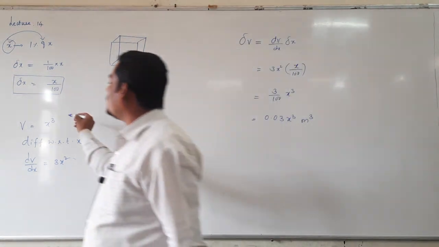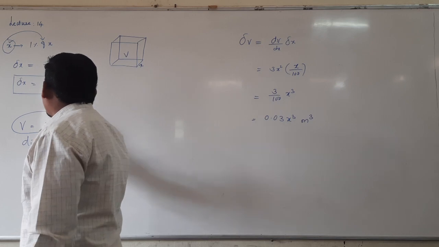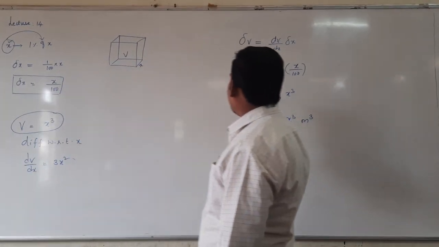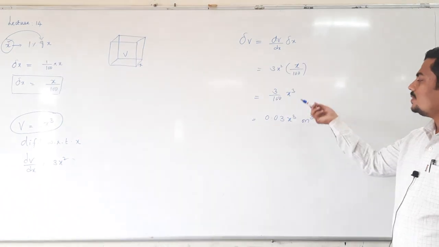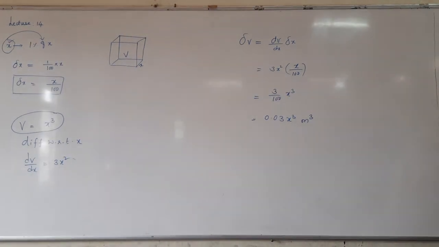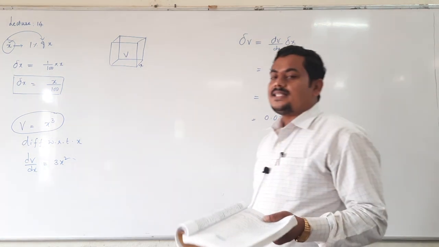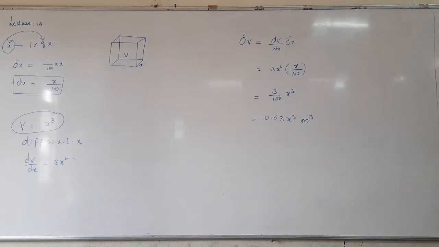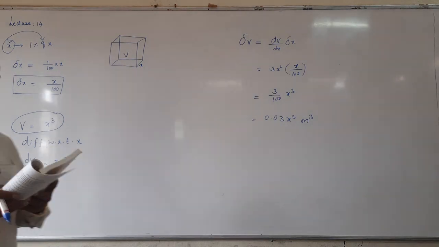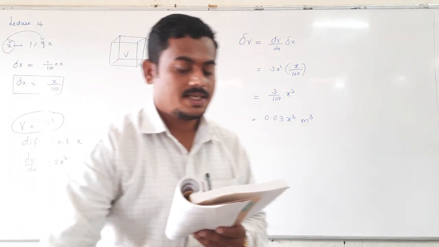Initially volume of the cube is x cube. After some time, volume of the cube reaches 0.03 into x cube. Once edge length is increased, corresponding volume also increases. This is one of the important questions, right?